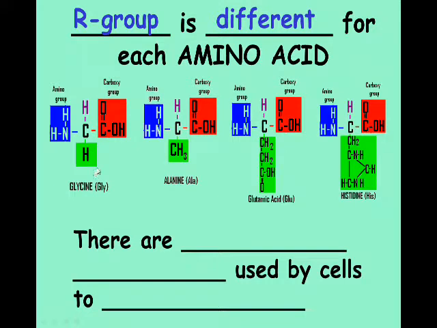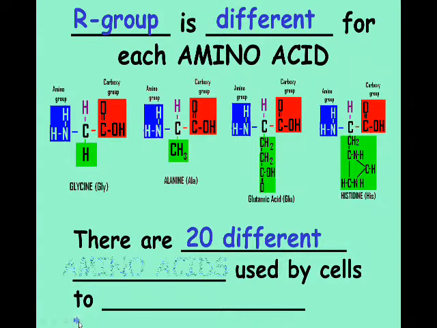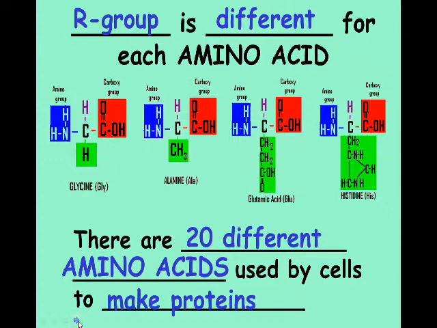But remember, carbon can make some really cool shapes. It can make long chains. It can make rings. And so what I stick on in that R spot is going to be different for different amino acids. You don't have to memorize their structures. You don't have to memorize their names. But you should know the basic overall shape of an amino acid. There are 20 different amino acids that cells, living things, use to build proteins.